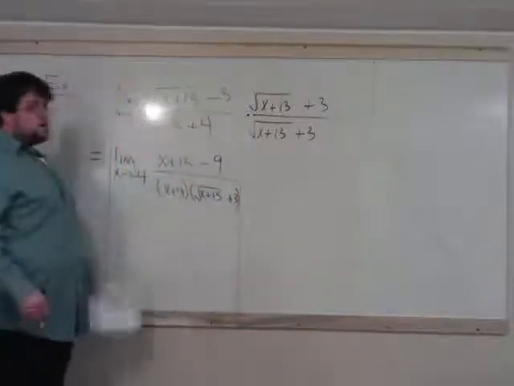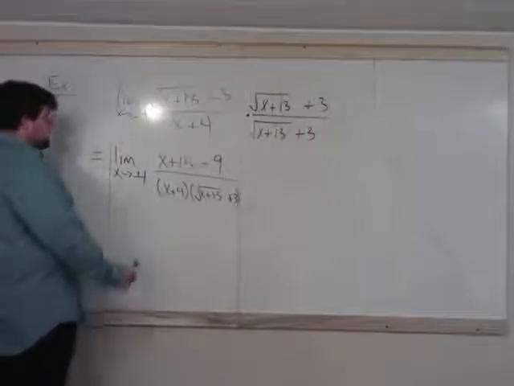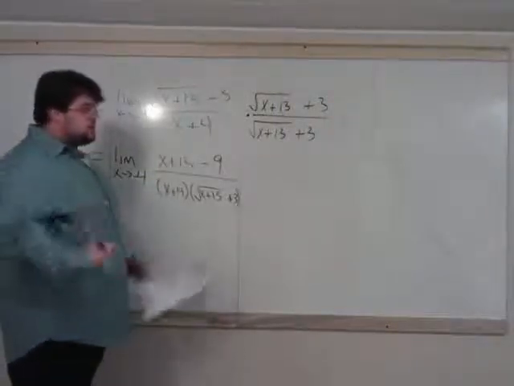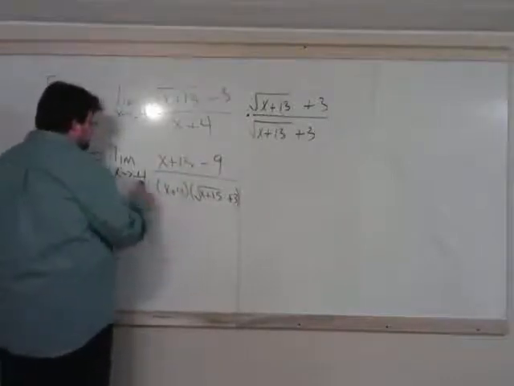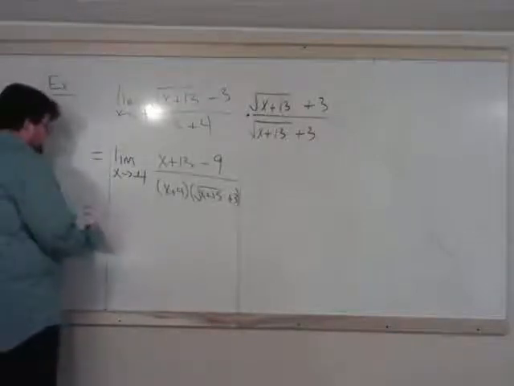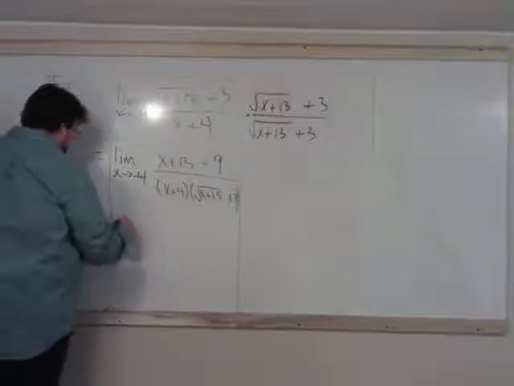So we're just going to write it as the one thing times the other thing. Now, the reason it's not necessary is because we know eventually we're going to have to cancel out something that's causing a 0 over 0. Well, right here, this x plus 4 is causing the 0 in the denominator.